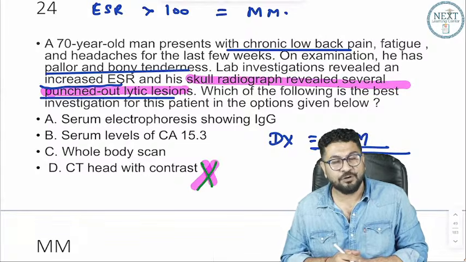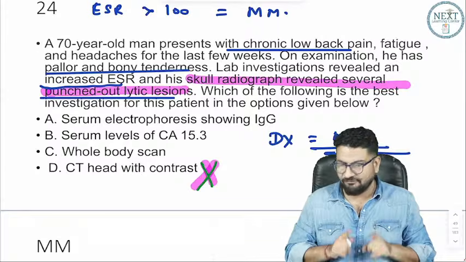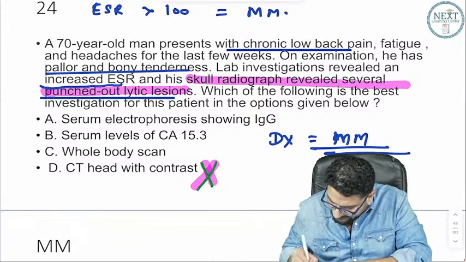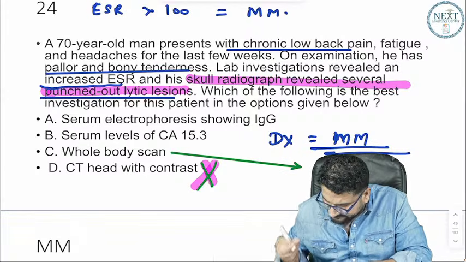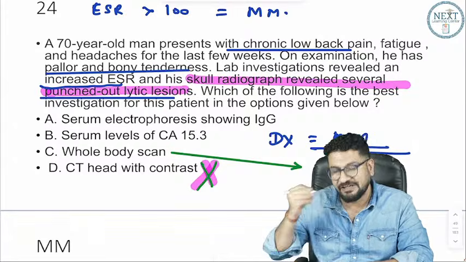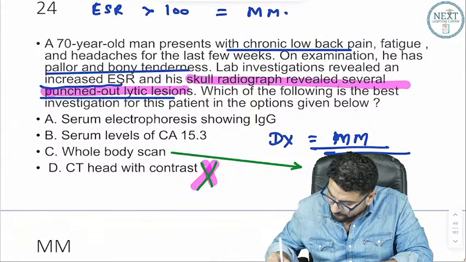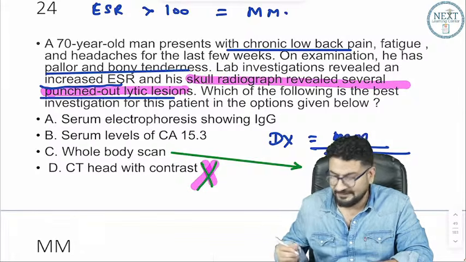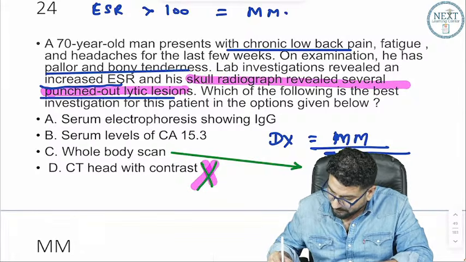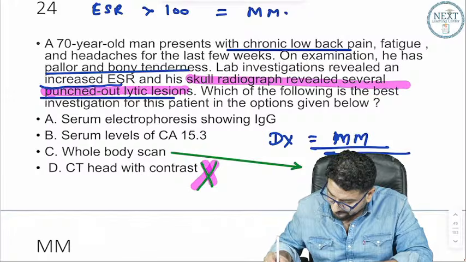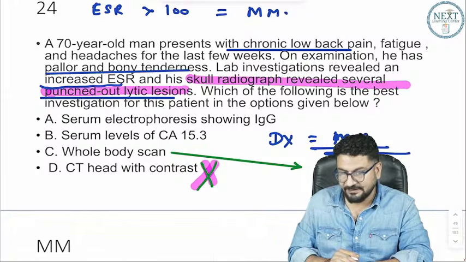Now look at this. Whole body scan. I'm not telling we will not do a whole body scan. We will do this, but it is done for staging of disease, to see how much the multiple myeloma has spread. Staging, or I can say for prognosis we do this. Is it clear? But not for diagnosis.